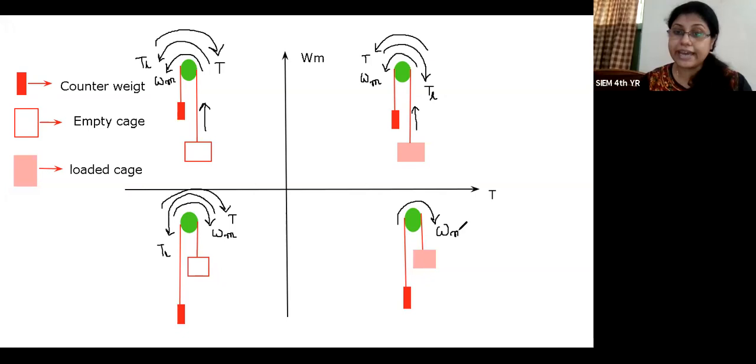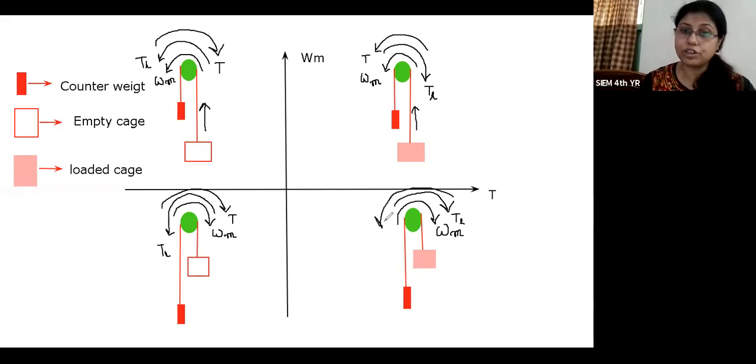Now the cage is loaded. So we know that the weight of the loaded cage is higher than the weight of the counterweight. So obviously the direction of the load torque should be towards the loaded cage. And as per Newton's third law, again I am telling you that the direction of the load torque and the motor torque are opposite to each other. So this is the direction of the motor torque.